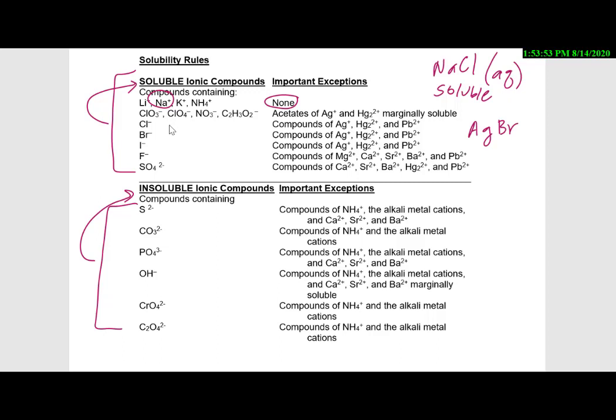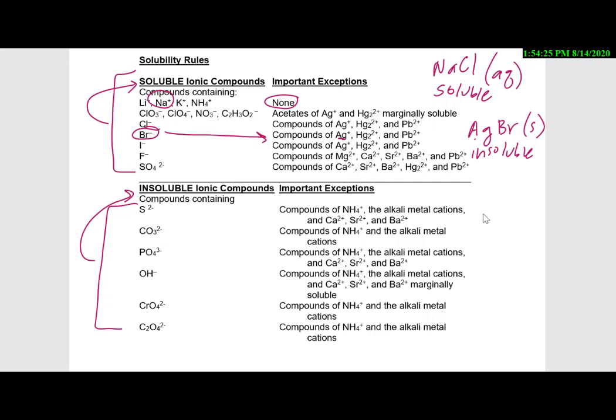Whereas if you have something like AgBr, you come over here and you find Br. Br normally makes you soluble unless it has silver, mercury, or lead, which in this case it has silver. So instead of following the soluble rule, it makes it insoluble. And if something is insoluble in water, it will be a solid. So that's how you note that something is an insoluble solid, is with the little s. If it's soluble, you put it as aqueous.